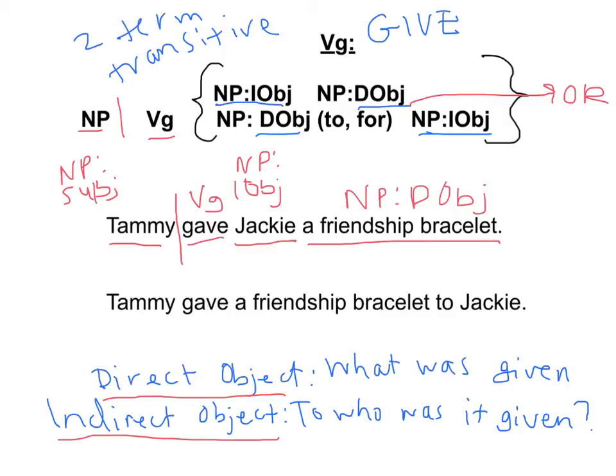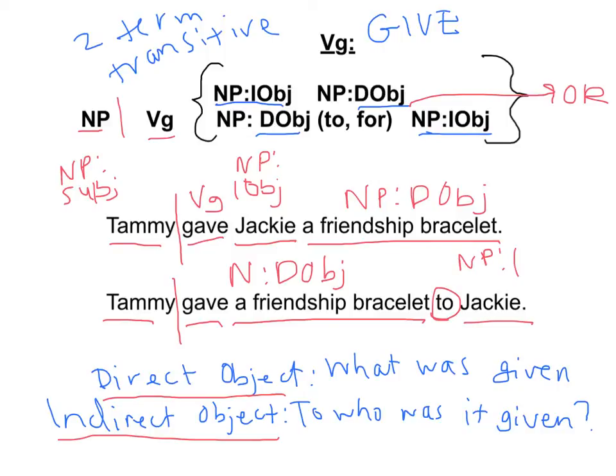Okay? However, I switched the sentence around down here. I have Tammy, which is my subject. I have gave, which was my VG. Then I had the direct object. I had the word to. And then I had my noun phrase indirect object. Okay? So again, if you look at these sentences, they're in the exact same order as this sentence formula. This is how sentences with VG verbs are set up.